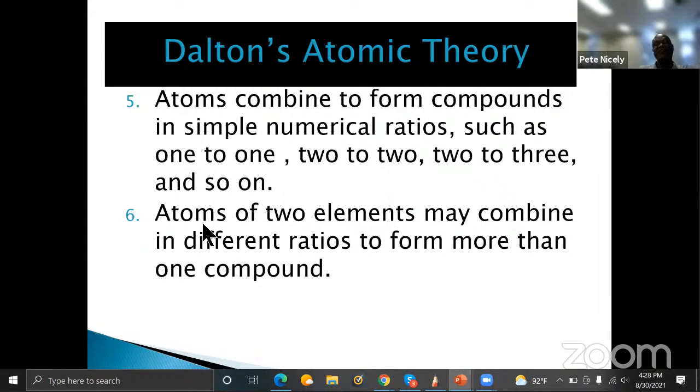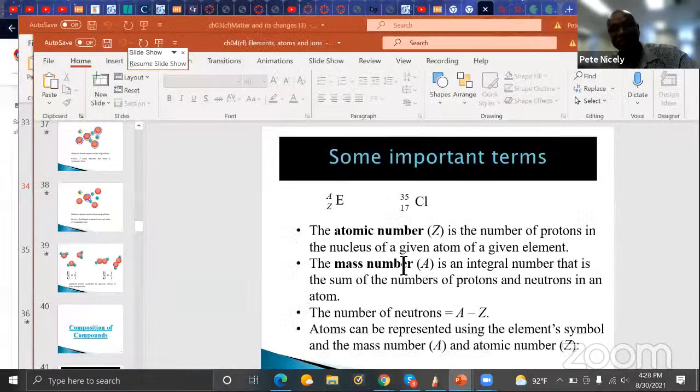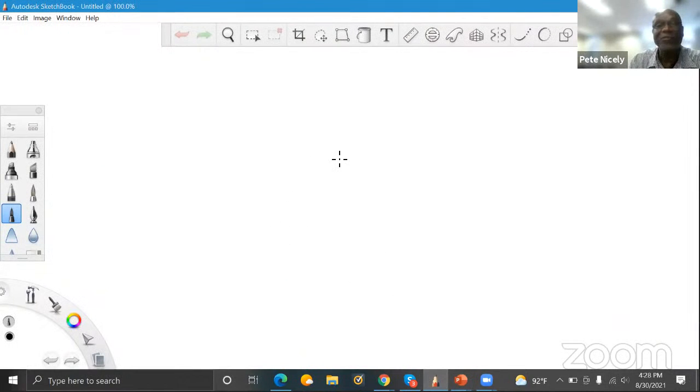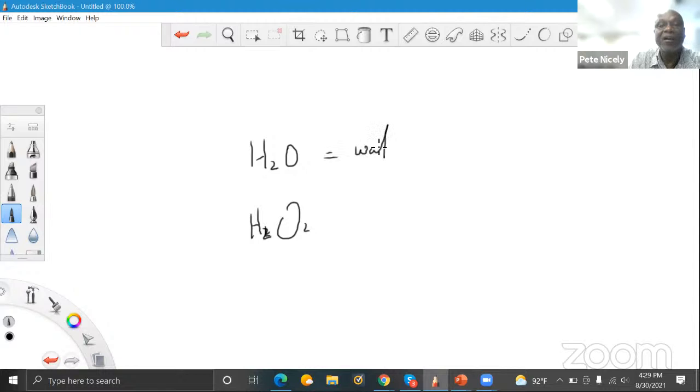The sixth and final assumption is that atoms of two elements may combine in different ratios to form more than one compound. For example, hydrogen and oxygen can combine to form two compounds. One of which is H2O, which we're familiar with, and the other one is H2O2. So this is water, and this is hydrogen peroxide. These are two different compounds, even though they're made up of the same elements.